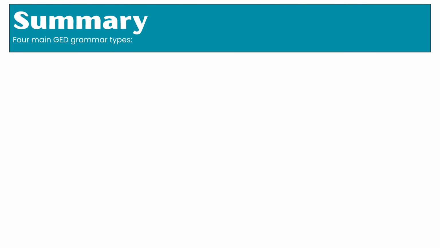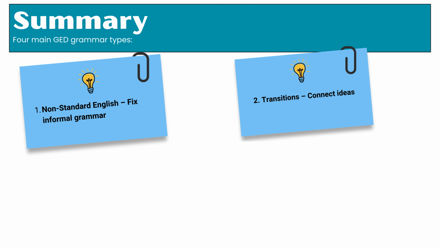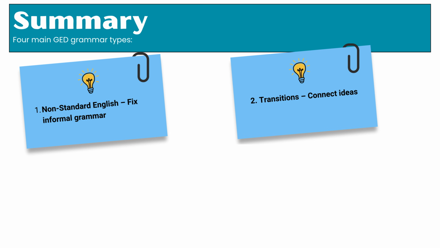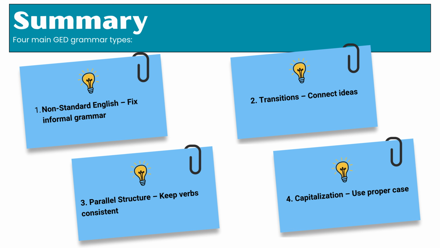Let's review the 4 main GED grammar types. Non-standard English, fix informal or incorrect sentences. Transition words, link ideas logically. Parallel structure, keep verbs consistent. Capitalization, follow proper writing conventions. These 4 areas make up nearly 1/3 of the grammar section on the GED RLA test. So mastering them gives you a big advantage.